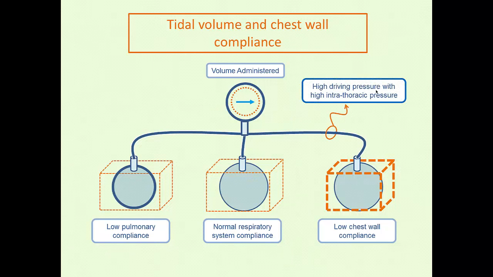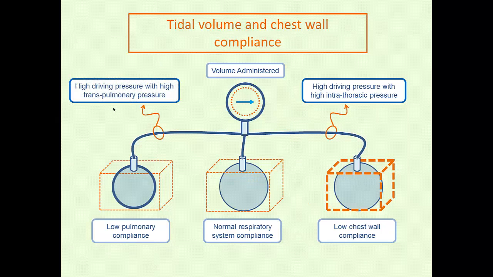So on this ventilator, you'll read a high driving pressure, so there'll be high peaks and high plateaus. Specifically, there'll be high plateaus with a high intrathoracic or pleural pressure. In this situation, there will be high plateau pressures, but the transpulmonary pressure will be high. And the transpulmonary pressure is the pressure in the lung or the alveolus less the pleural pressure. And you can sort of appreciate why that is from that diagram.